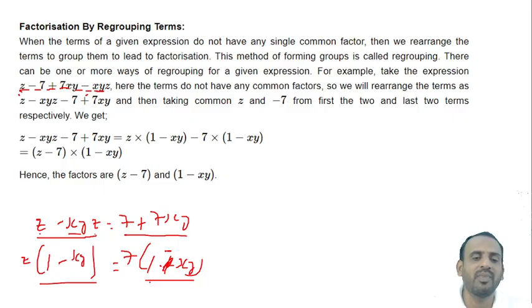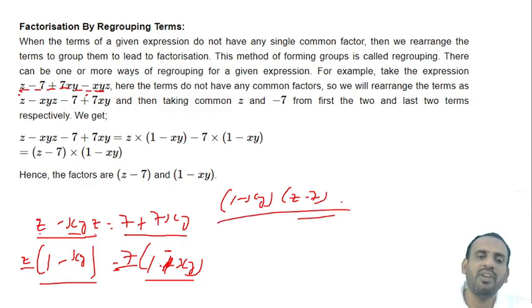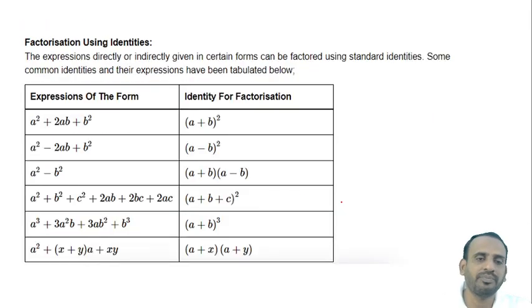Okay, so now we will take this also outside. So 1 minus xy into what is remaining? z minus 7. So this is how we simplify by regrouping the terms.